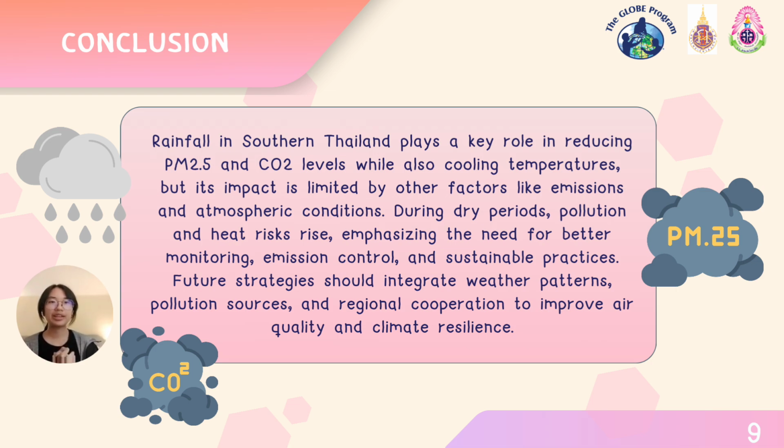To conclude, from all the data and correlation that we found in those 6 graphs, we can see that rainfall in southern Thailand plays a key role in reducing PM2.5 and CO2 levels, and also cooling the temperatures too. But how does this data benefit us? Well, right now, we know that in the dry period, the pollution and heat risks rise, which emphasizes the need for better monitoring, emission control, and sustainable practices.